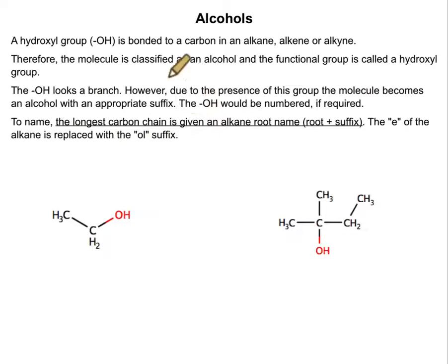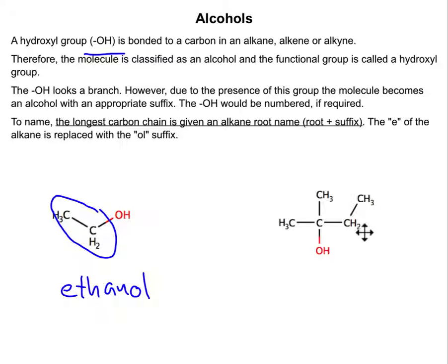Second group is the alcohols, which contain the hydroxyl group, OH group. So the molecule is classified as an alcohol, and the functional group is called a hydroxyl group. Now the OH looks like a branch, but as soon as you see an OH group on a molecule, it's an alcohol, and that's going to dictate the name. The naming is really quite straightforward. We look to the longest carbon chain. Here's an ethane chain. So that's an ethane, except we take off the E of ethane and we add OL. So that's ethanol.